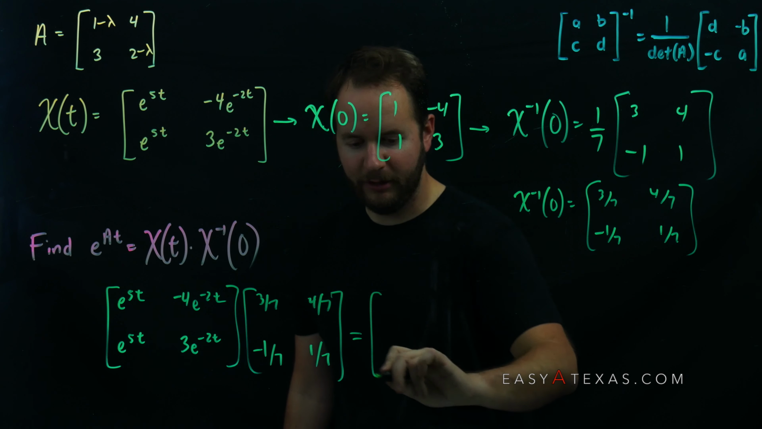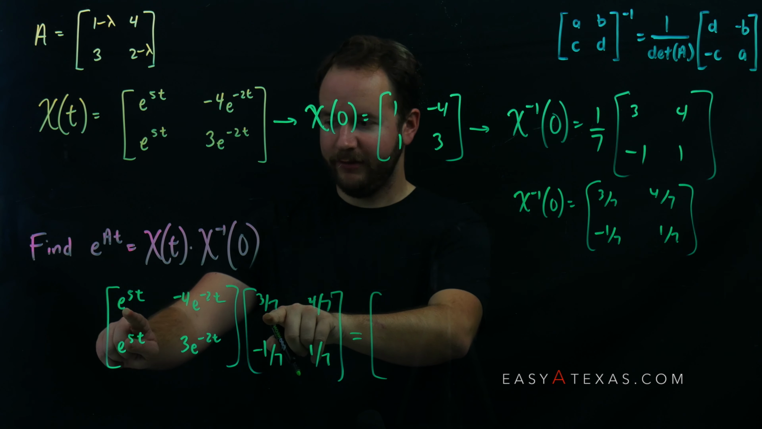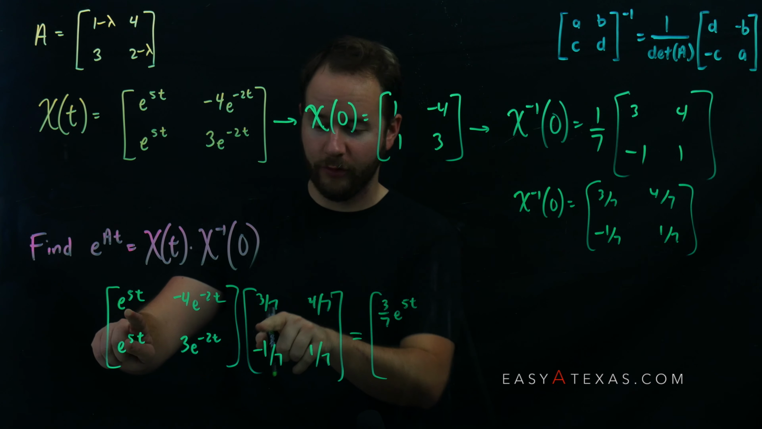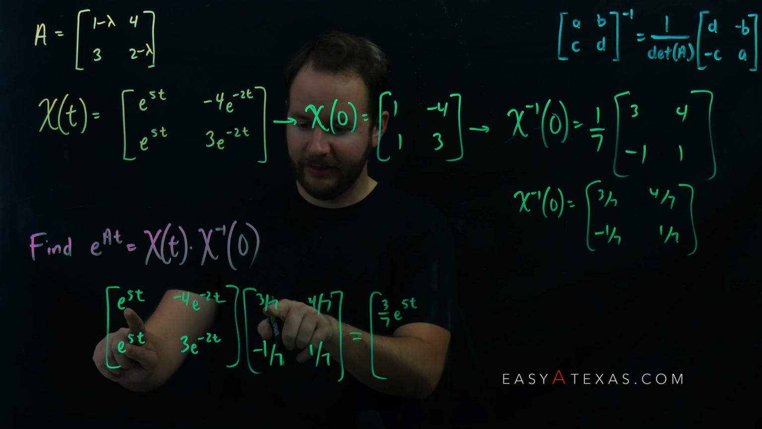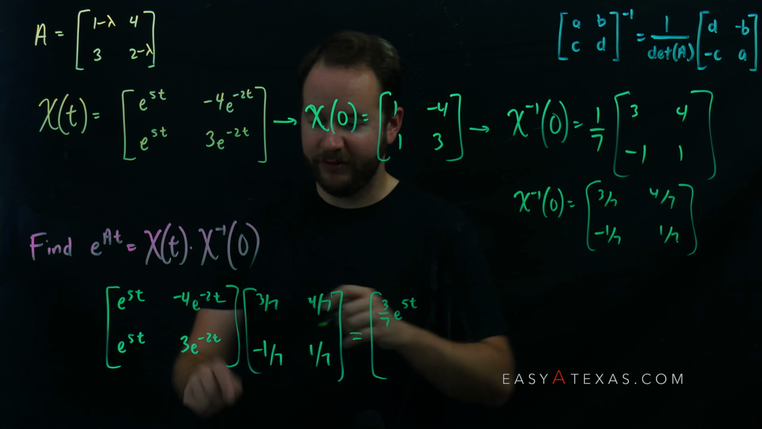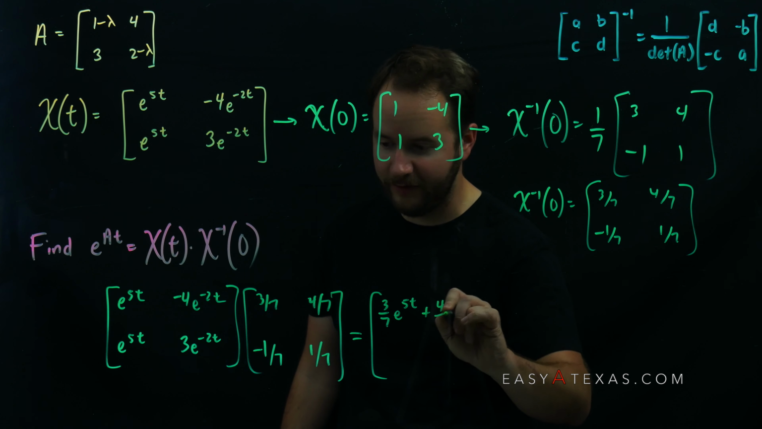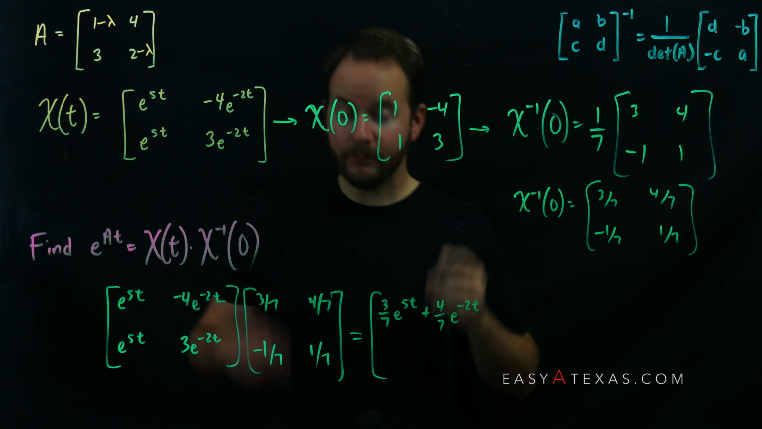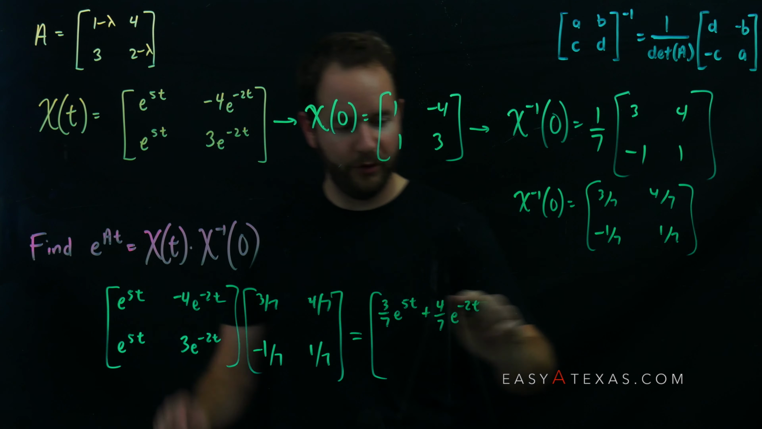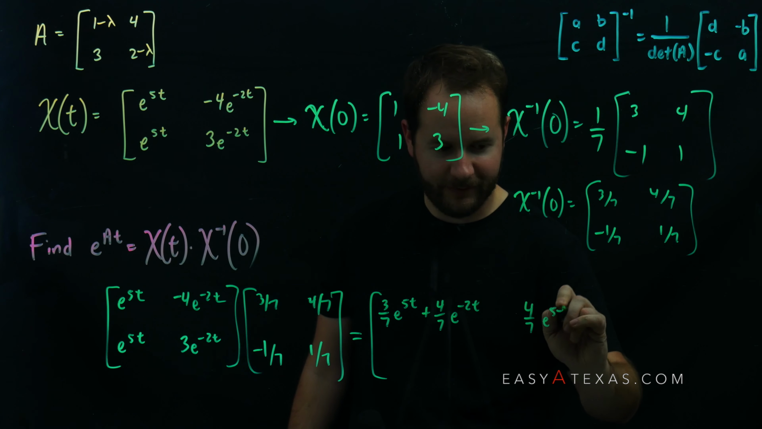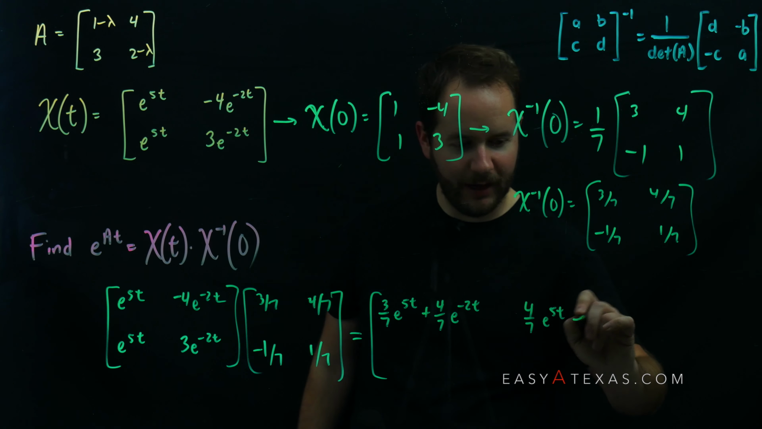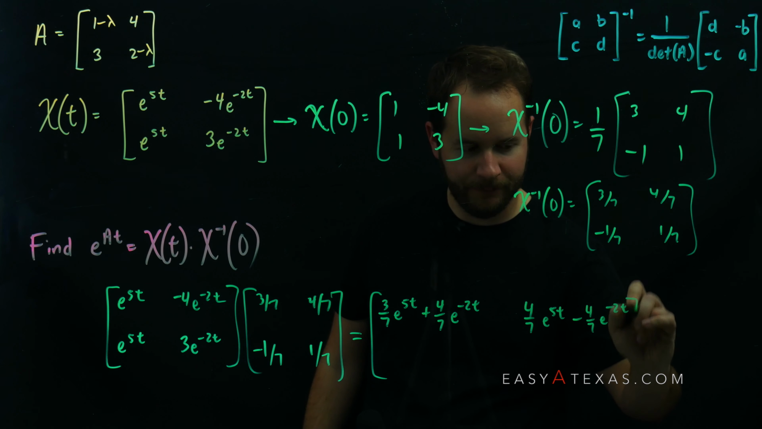When I do the matrix multiplication, e to the 5t times 3/7 would be 3/7 e to the 5t. Now we got to keep going here because it's just this first row times this first column. I have to do this times this plus this times this. So I'm going to say plus -4 e to the -2t times -1/7. That's actually going to end up being plus 4/7 e to the -2t. Now I want to do the first row times the second column. So this is going to be 4/7 e to the 5t plus -4 times 1/7. So it's going to be minus 4/7 e to the -2t. I'm going to keep this going.